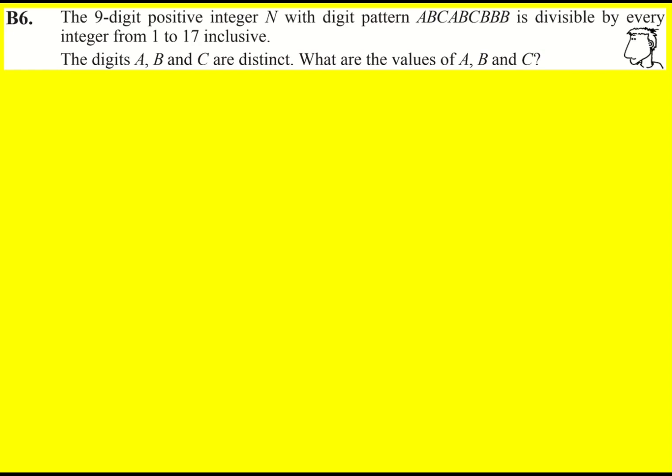Great question here. The 9-digit positive integer n with this digit pattern is divisible by every integer from 1 to 17 inclusive. A, B, and C are distinct, so what are the values of A, B, and C? Now, the first thing to spot is that it's got to be divisible by 10, and any number that's divisible by 10 must end in a 0. So divisible by 10 implies B is equal to 0.